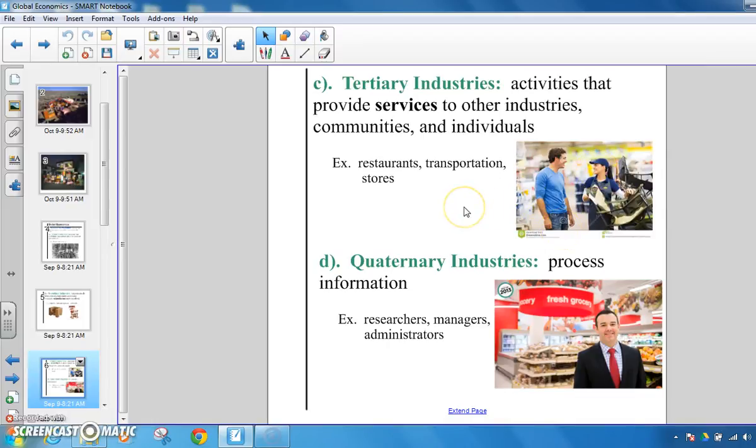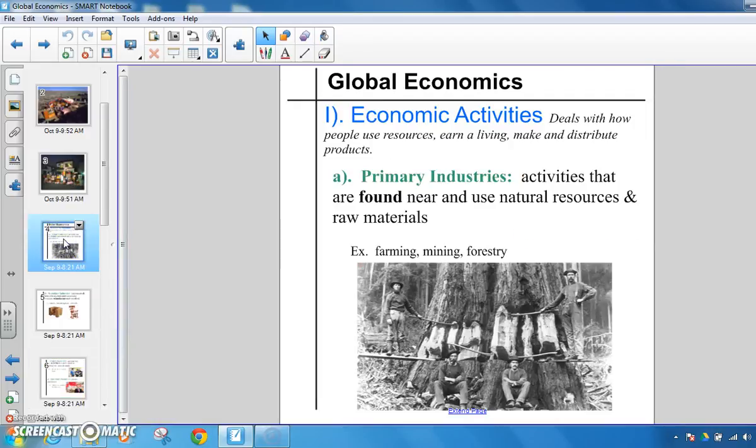Well, then what do we get up to the highest level type of jobs? We call that quaternary industries. These guys process information. They're your managers, your researchers, your administrators. So you'd be like a manager over at Walmart with what they end up doing. Now, this whole process of these four industries are globalization at its finest.